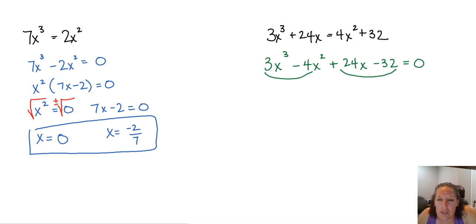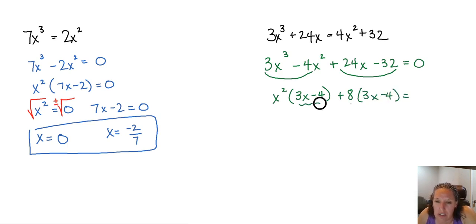3x cubed minus 4x squared has a GCF of x squared. When we factor that out, we're left with 3x minus 4. 24x minus 32 has a GCF of 8, so I'm going to factor out a positive 8 because I want to be left with the same 3x minus 4.